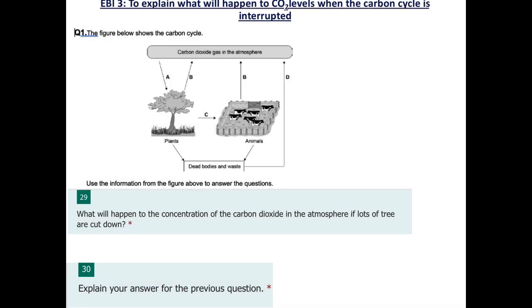Okay, so EBI 3 is to explain what will happen to carbon dioxide levels when the carbon cycle is interrupted. So this is going to be looking into the carbon cycle rather than the water cycle, which we have been looking into this lesson. And this is actually a two-part question. The first question is asking us what will happen to the concentration of carbon dioxide in the atmosphere if lots of trees are cut down. And then the second part of the question is to explain this answer that you have here.